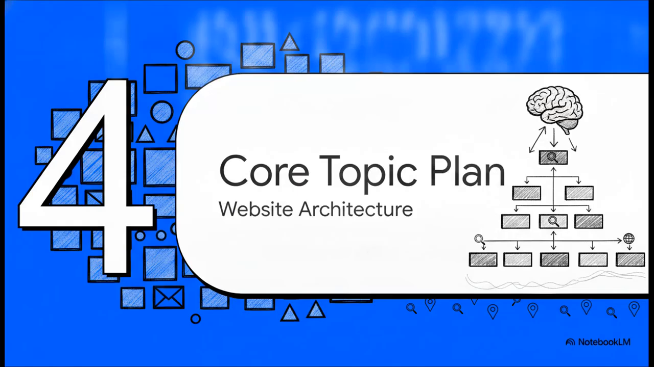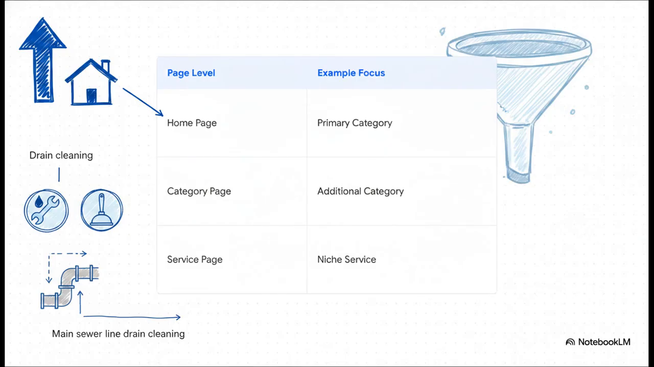Let's keep rolling. Phase 4, the core topic plan, engineering the perfect website architecture. Here's the deal. Your website cannot just be a flat list of services. Your core topic plan literally must flow logically from the broad down to the highly specific. So, your homepage targets your primary category, like a plumber in Houston. From there, you branch out into category pages, which align directly with your GBP's additional categories, such as drain cleaning. Finally, you build out dedicated service pages for niche subservices, like main sewer line drain cleaning. Setting it up this way prevents keyword cannibalization and tells Google exactly what each page is about.